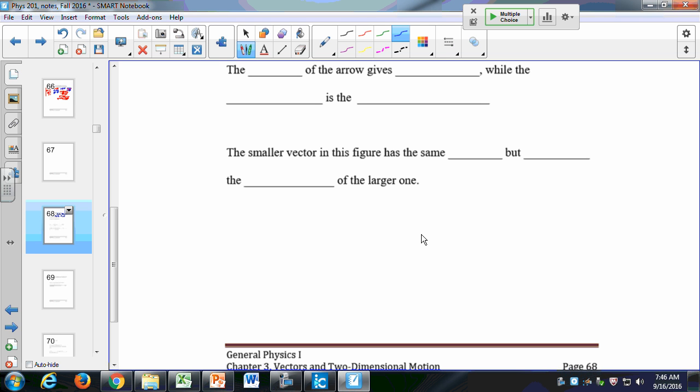You with me? Okay. I'm sorry for this. It's not real convenient to know. All right. And then here, the smaller vector here has the same direction. It's the same direction, but half the magnitude of the larger one. All right, so we said if this is x, this is going to be half x. It has half the magnitude of the larger one.